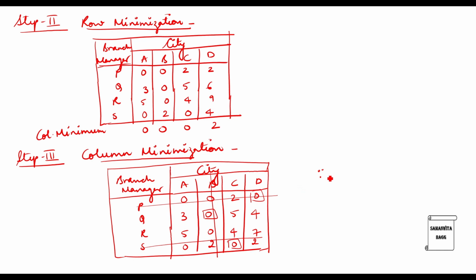So I'll write out, since number of squares is not equal to the number of rows, therefore optimality is not reached. So we will go for step 4 now.